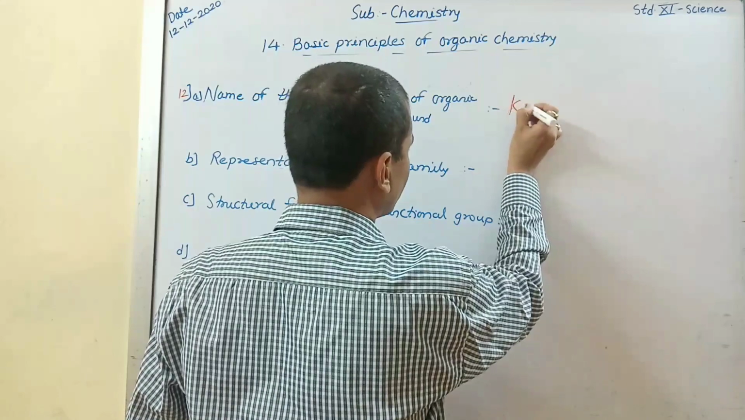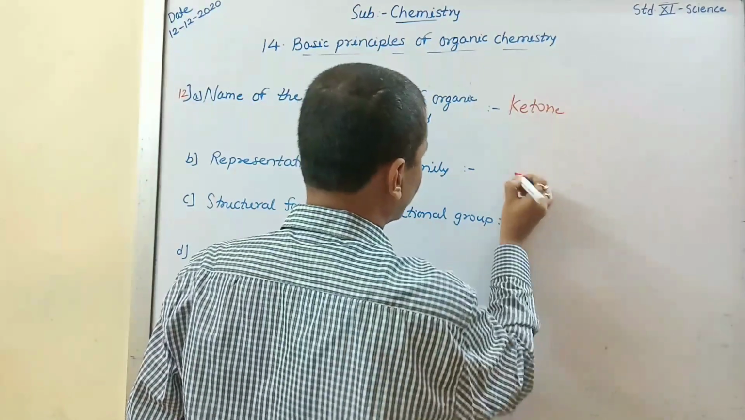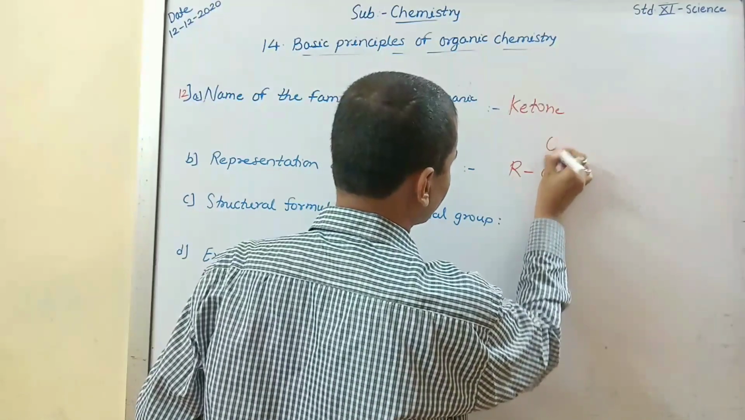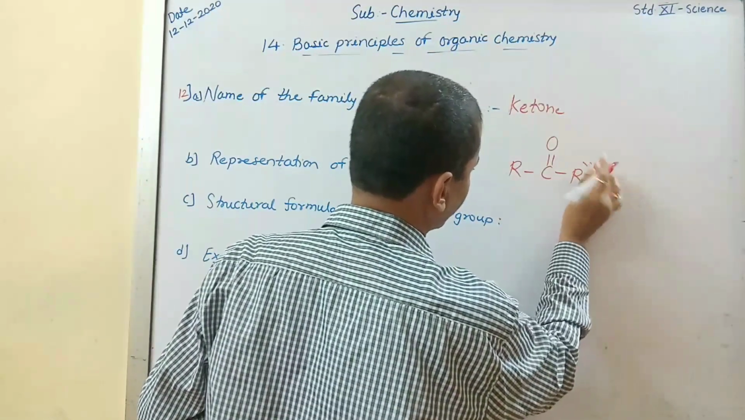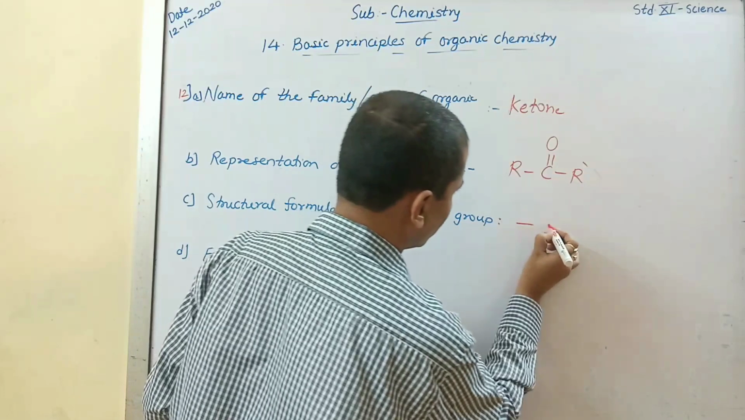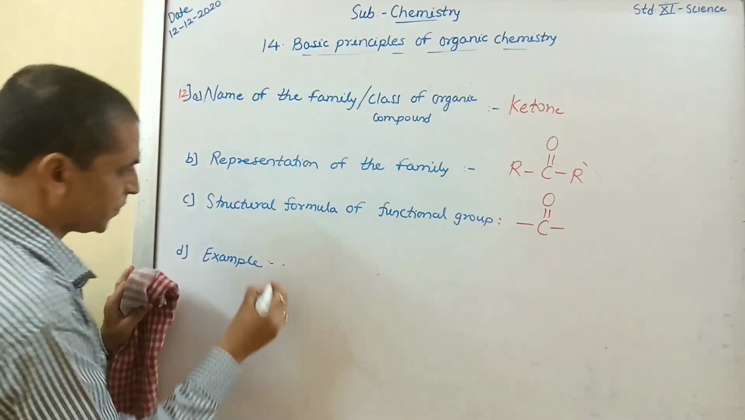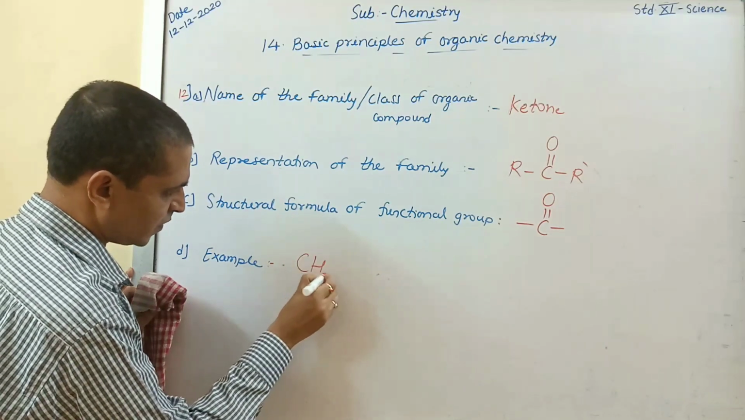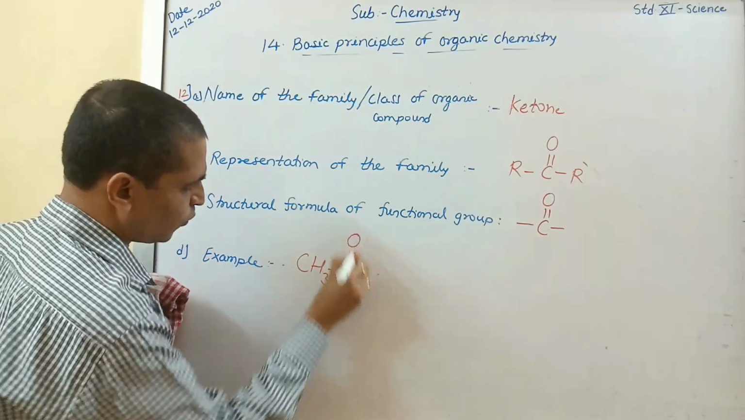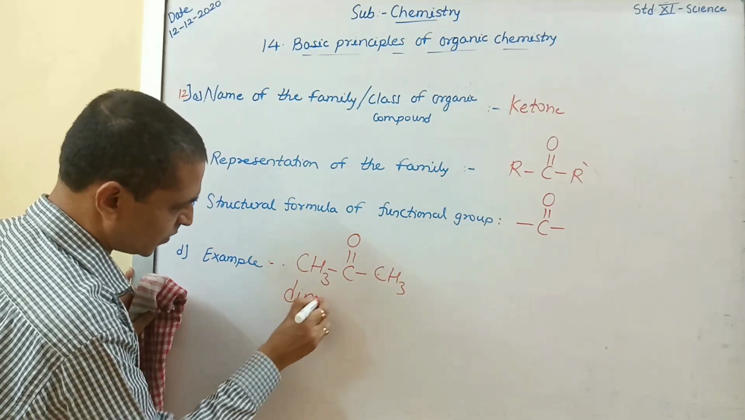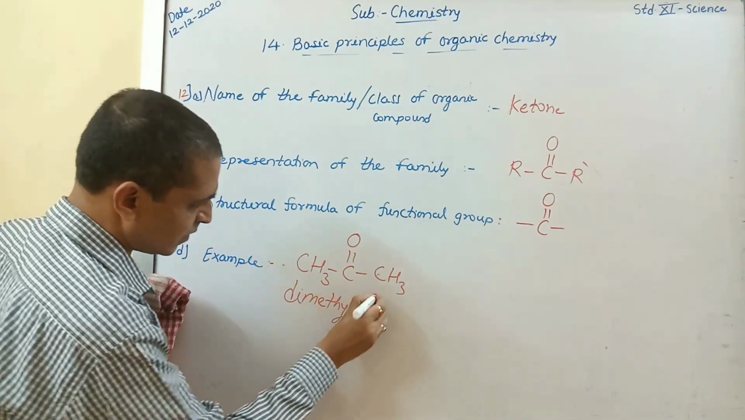That is ketone. Here its formula is RCOR. It is ketonic group. This is a structure formula. And see, I am writing CH3COCH3. It is called as dimethyl ketone.